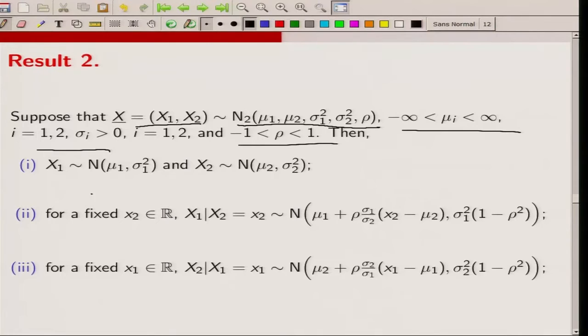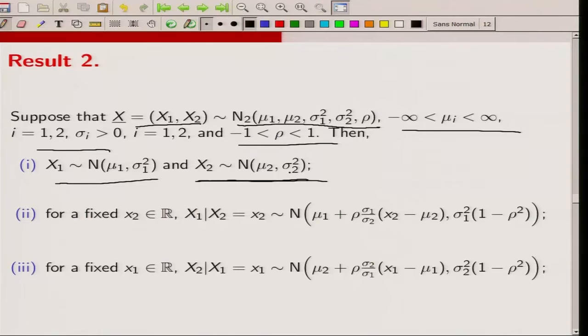If X1, X2 has a bivariate normal distribution, then their marginals are normal. If the marginals are normal, then mu 1 is nothing but the mean of X1, and sigma 1 square is the variance of X1, and similarly for X2. So, these are the marginals. This also suggests that in the bivariate normal distribution, the parameter mu 1 is nothing but the mean of X1, mu 2 is the mean of X2, sigma 1 square is the variance of X1, and sigma 2 square is the variance of X2.